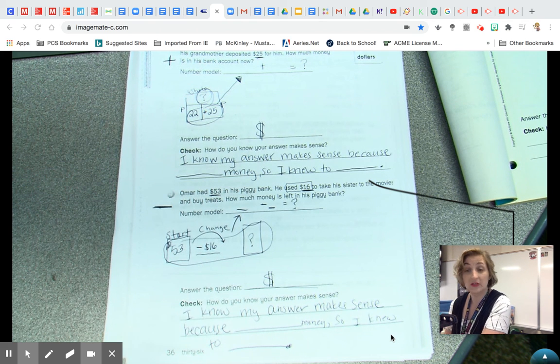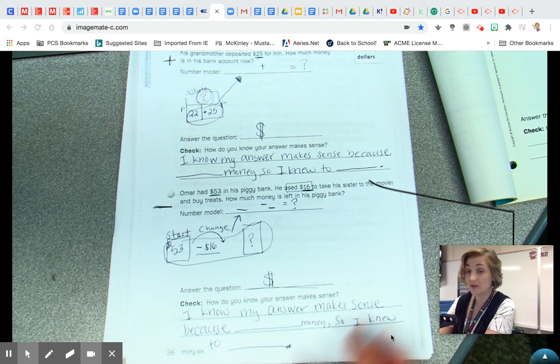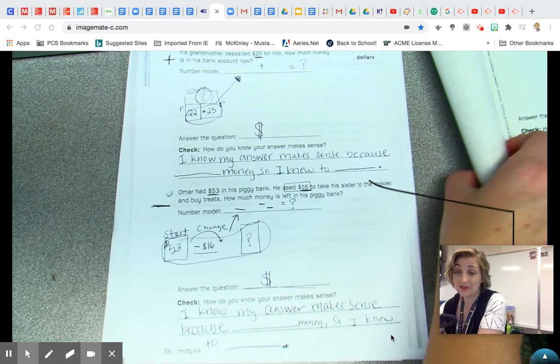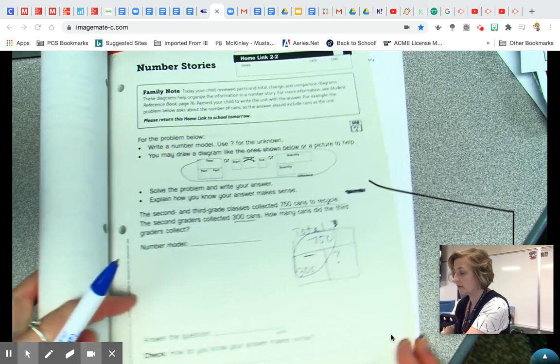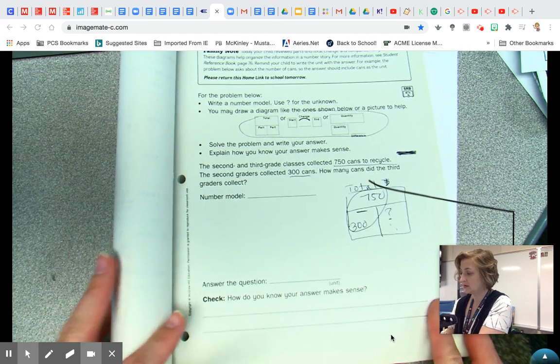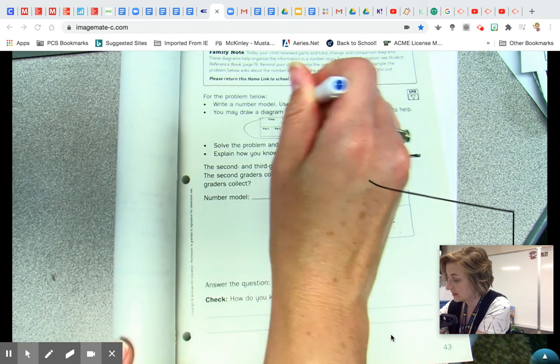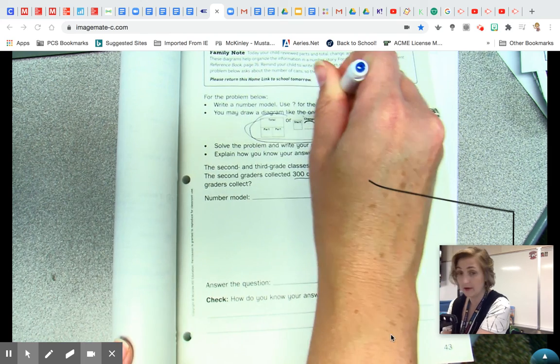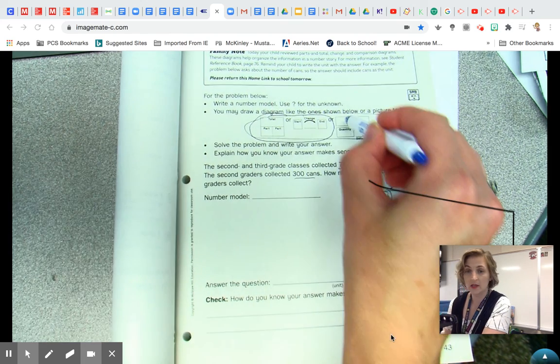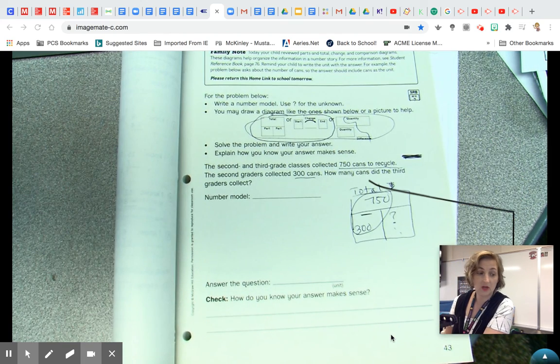Okay, so you did not have to do math boxes today. That's for tomorrow, but you do need to do your home link. So let me show you your home link real fast. All right here. So same thing we just did. So I want you to focus on these 2 right here. You don't need to worry about this guy. All right. So you're going to draw a diagram just like these. All right. And you're going to solve the problem and write your answer and explain again. All right. How you know.